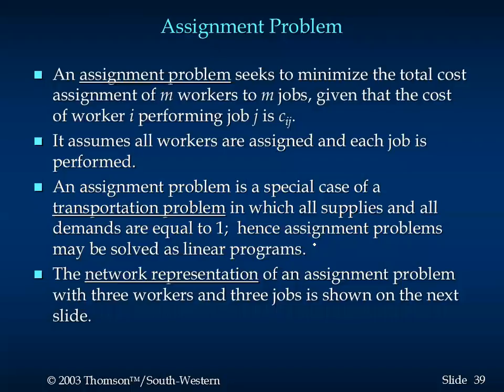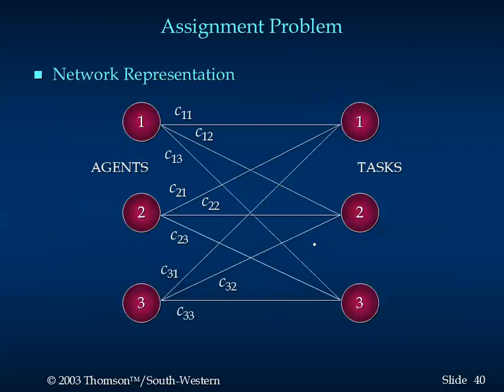Each worker can give 1 unit of work, and each job requires 1 unit of work. So it is like a transportation problem, but we won't use that method because, if you try it, it becomes more difficult. There's a simpler method called the Hungarian assignment method to solve this. Here are the workers, here are the tasks. We want to find a matching of them.